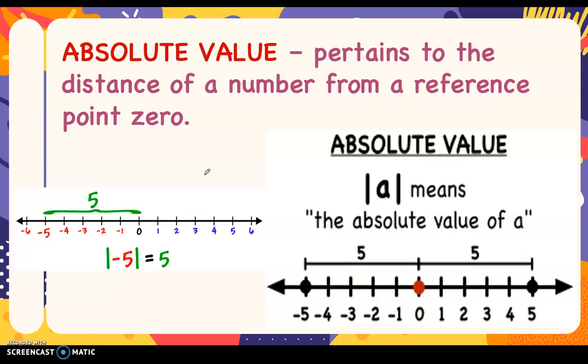Now, let's talk about absolute value. Absolute value pertains to the distance of a number from the reference point 0. The symbol is two vertical lines with a number inside, so |a| means the absolute value of a. For example, the distance from 0 to negative 5 and from 0 to 5 is 5, and that's the absolute value. From 0 to negative 5 and 0 to positive 5, the absolute value is 5.